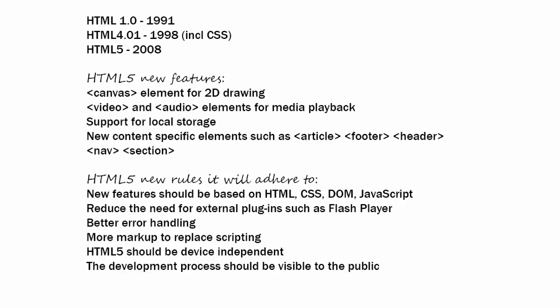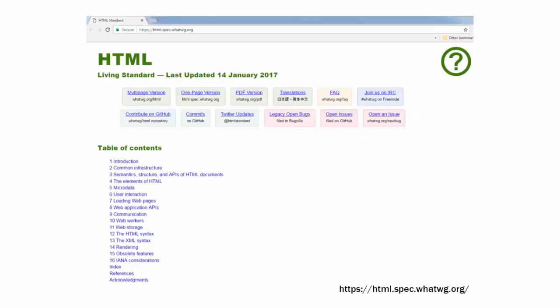The rules it will adhere to are that new features should be based on HTML, CSS, DOM, and JavaScript, reduce the need for external plugins such as Flash Player, have better error handling, and use more markup to replace scripting. HTML5 should be device independent, and the development process should be visible to the public. You can view their progress here if you are interested to see the latest developments.